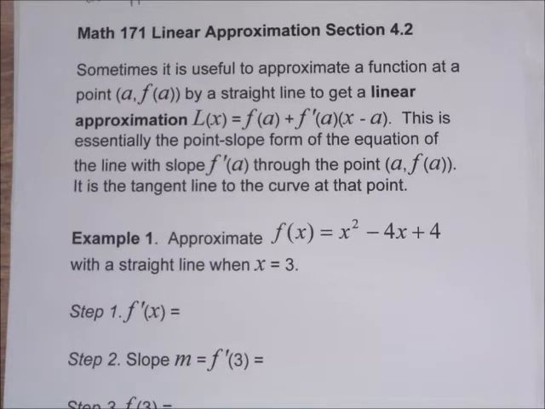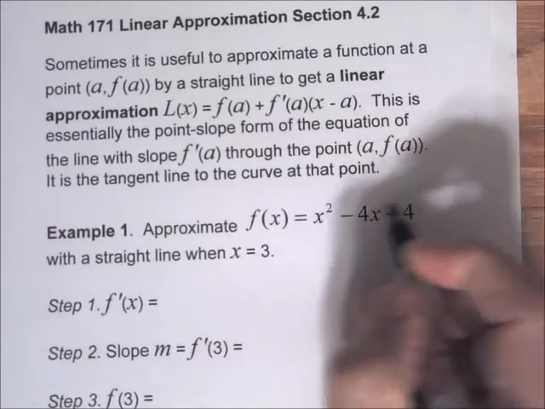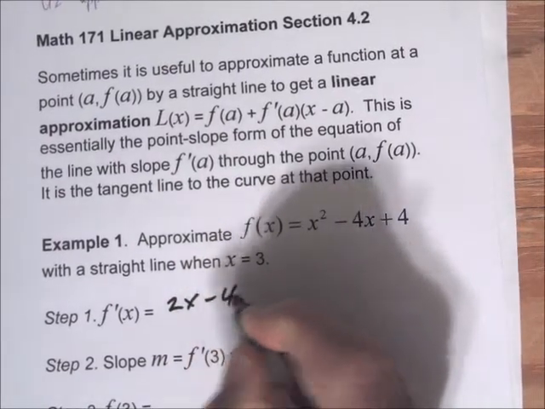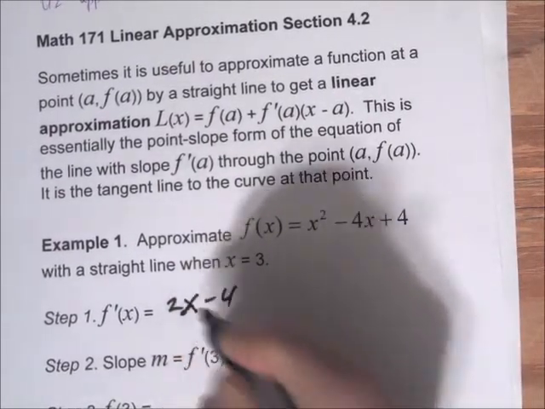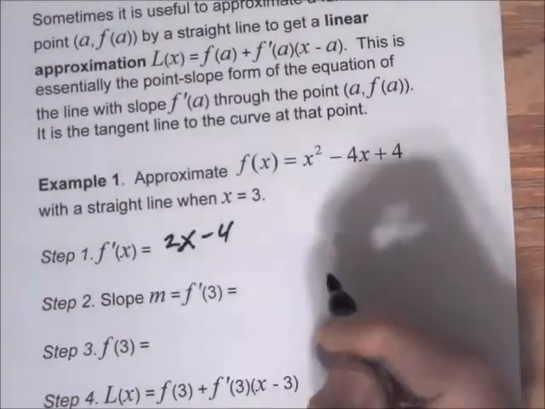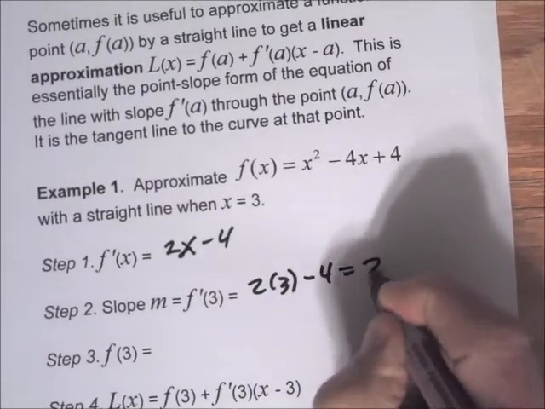Anyway, we can use linear approximation to approximate x squared minus 4x plus 4 with a straight line when x is 3. So the first step, compute the derivative. The derivative of x squared minus 4x plus 4, using the power rule, will be 2x minus 4. And then the slope is f prime of 3. So that's 2 times 3 minus 4, which is equal to 2.